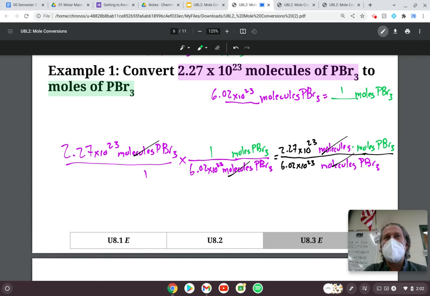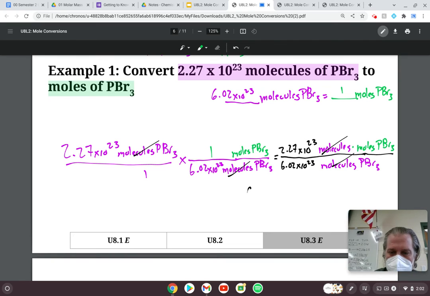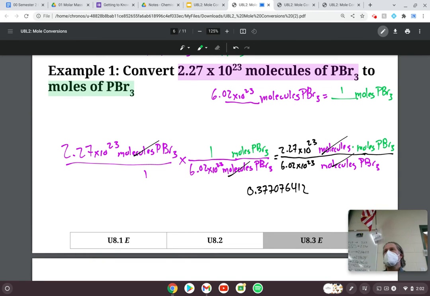So I want you to take a second and calculate your answer, but don't actually write it down because I want to make sure we're doing it correctly. So you're going to basically take 2.27 times 10 to the 23rd divided by 6.02 times 10 to the 23rd. And again, I don't want you to write it down yet. So in this instance, you should have gotten 0.377076412.